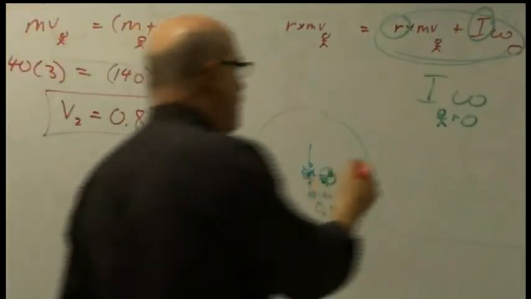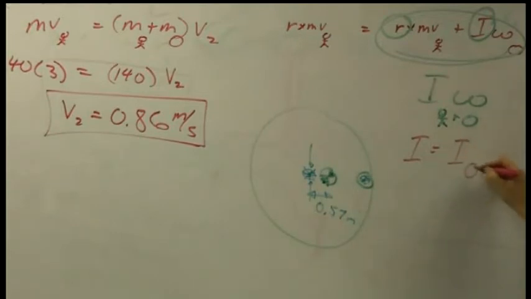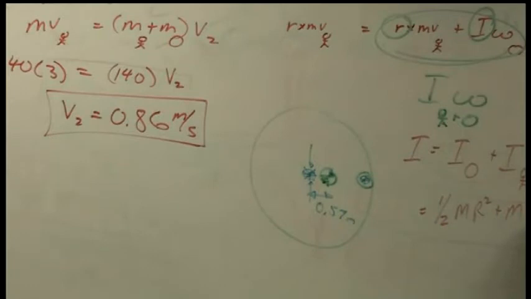Shouldn't be that hard. Our moment of inertia for the whole thing consists of the moment of inertia of the disk plus the moment of inertia of the boy. So the disk is going to be 1/2 mr squared plus md squared, for the parallel axis theorem. That's going to be m, and our d is going to be 0.57 squared, right?